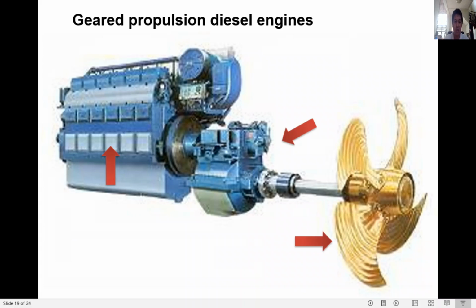So this is also an example of geared propulsion diesel engines. This is the gearbox, and this is your engine. When the operator engages the clutch here, at the remote location, the propeller shaft is turning, and this propeller is turning. Then the ship is moving ahead or forward, or moving astern or backward. So this is a geared propulsion diesel engine.